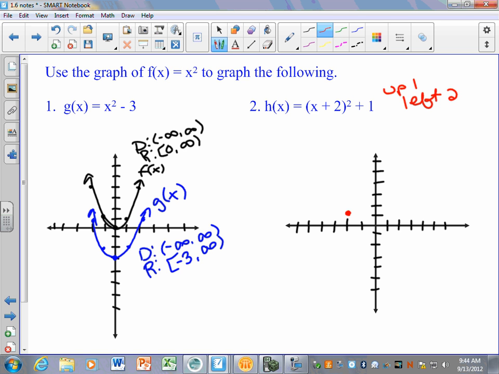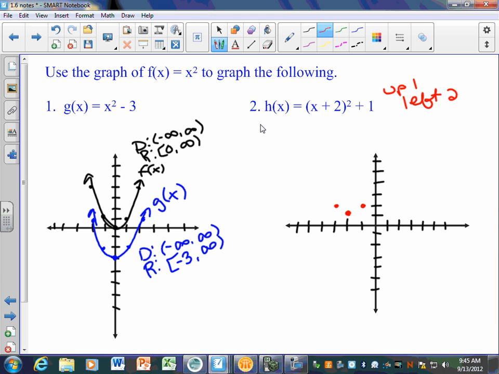Or you could go left 2 and up 1. You're still going to get that same starting point. If you can find that vertex, you can make an XY chart if you want. But if you know that shape, when I go to the right one from x squared, what do I normally do? When I go right 1, I go up 1. And when I go left 1 from the vertex, I also go up 1. Right? It's always going to be that same shape if I'm just sliding it around.